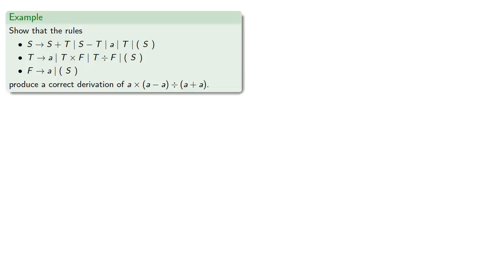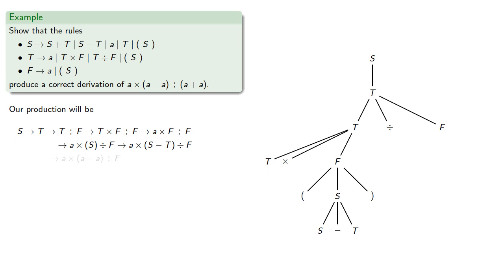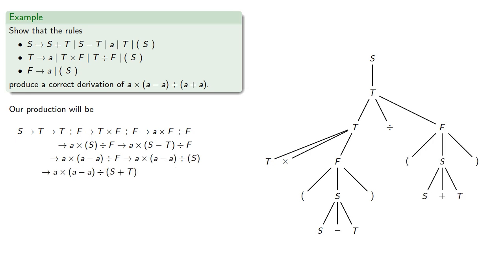and let's show that these rules actually produce a correct derivation of something like this. So, using a leftmost derivation, our production rules will be S produces T. That leftmost T becomes T produces F. That leftmost T becomes T times F. And that T is now a terminal. This F becomes parenthesis S, which becomes S minus T. And both of these S and T become terminals. The remaining F becomes parenthesis S, which becomes S plus T, which becomes the terminals a and a.